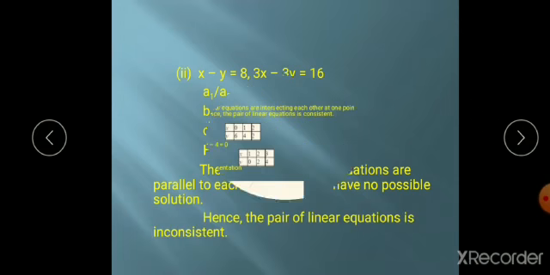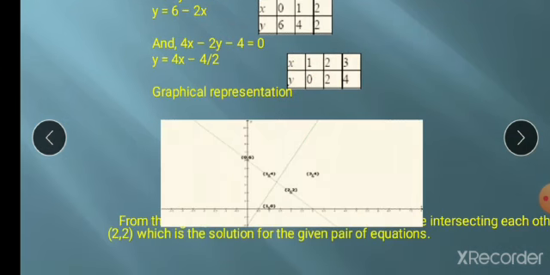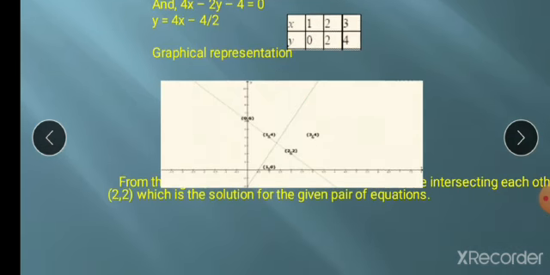Now let me see another example, the third one. 2x plus y minus 6 equal to 0, 4x minus 2y minus 4 equal to 0. Compare the same way, you will get A1 by A2 is not equal to B1 by B2. When it is not equal, then you can proceed with the graph, because it is an intersecting line and it is consistent. So you substitute the x value and you will get the y. Plot the points based on that. Both will intersect here.